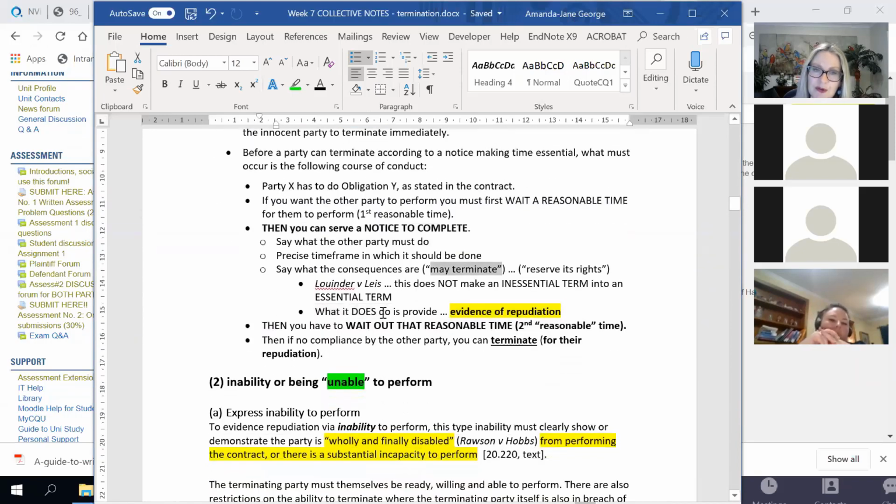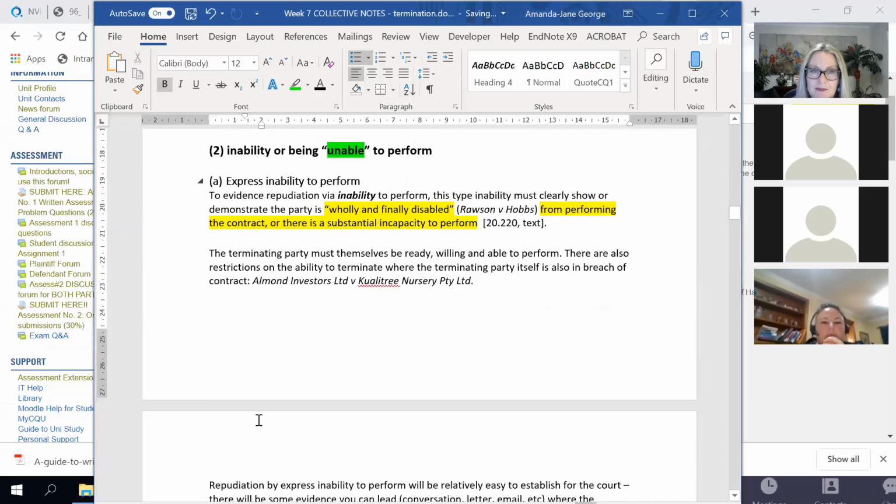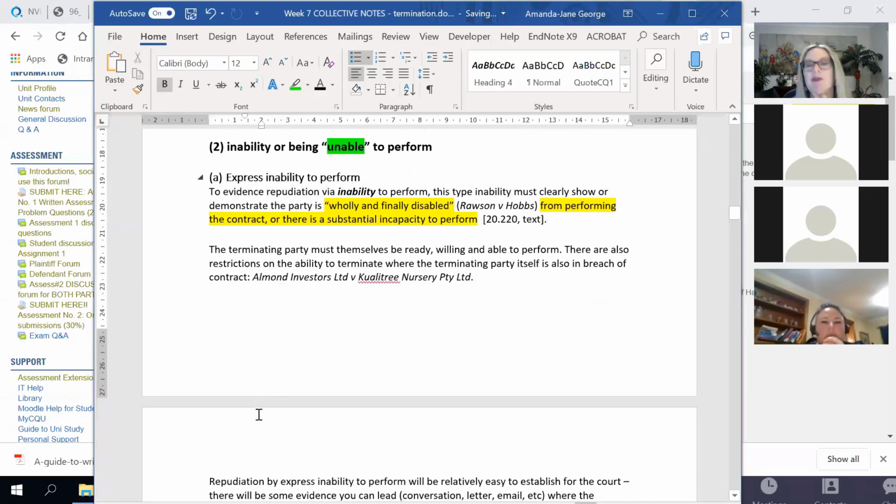Now, can you get fed up with someone and serve a notice to complete that asks them to do everything the next day? No, you can't. Because the date within that notice to complete has to be reasonable. Okay. All right, that's unwillingness, inability to perform. There are 2 versions of this.